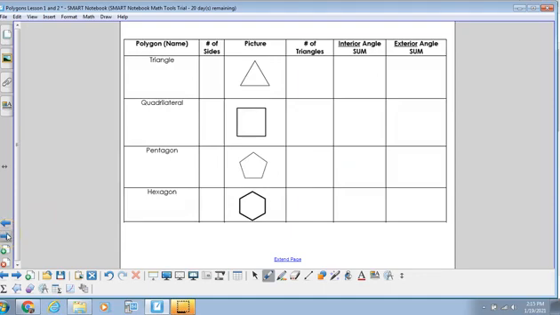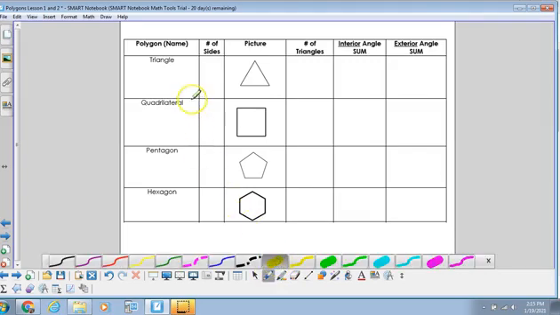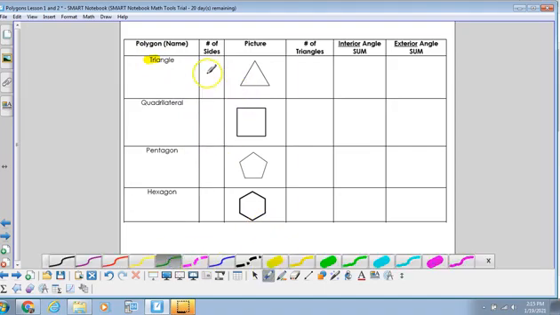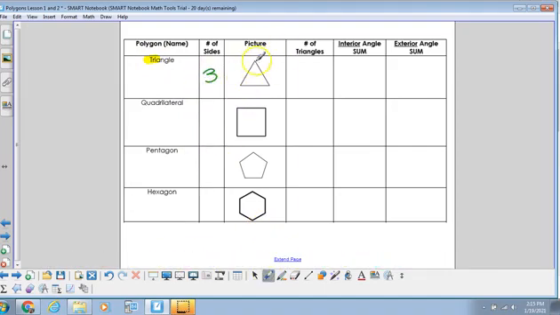Okay. So we're going to learn about a lot of different types of polygons. For each of these, we're going to talk about how many sides they have, and then look at the pictures, and since we know information about triangles, we're going to try to break our figures into triangles. The first one is a triangle. How many sides does it have? It has 3. Here's a picture of a triangle.